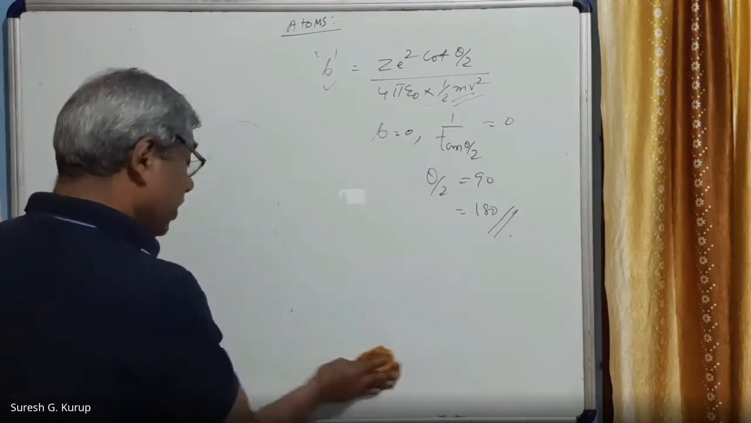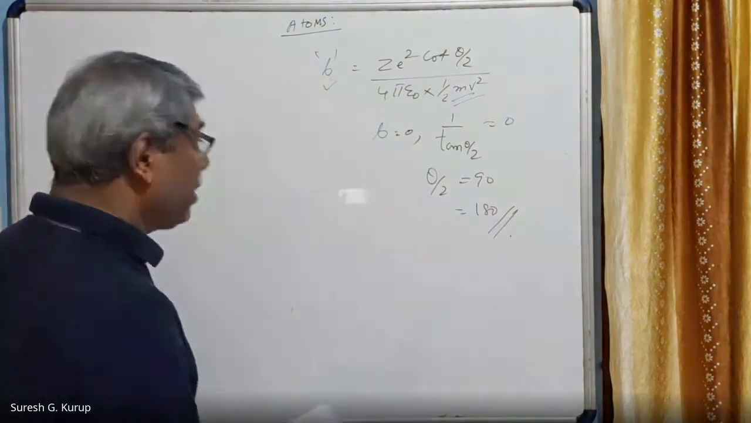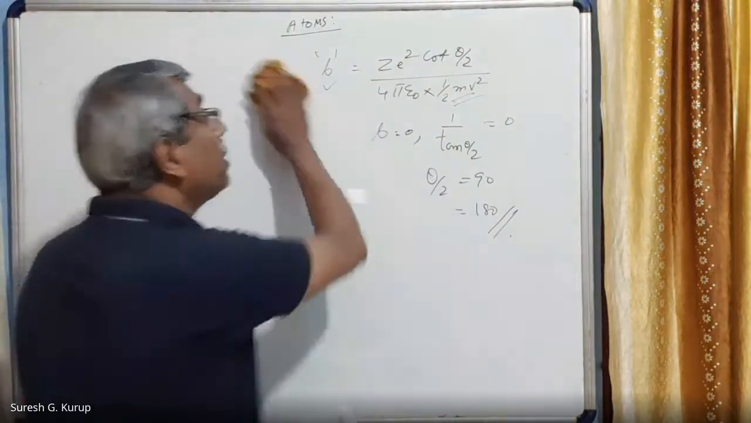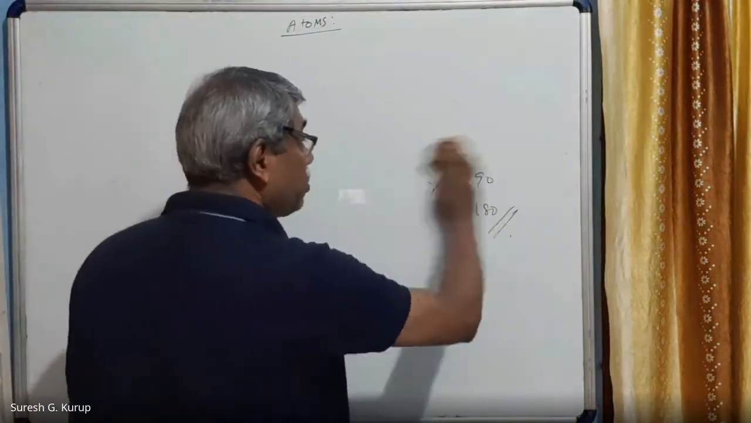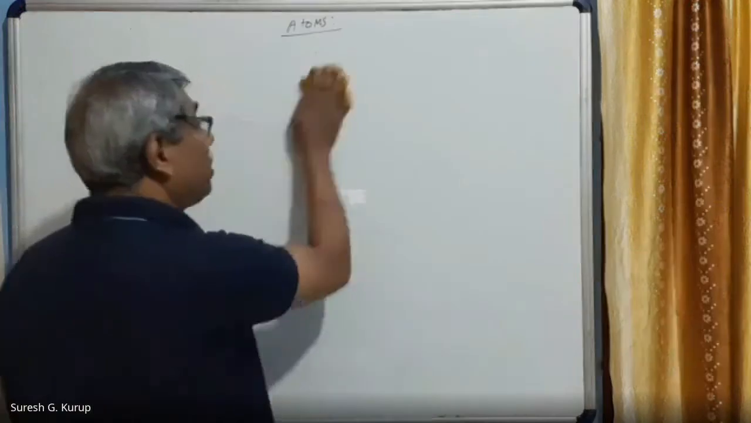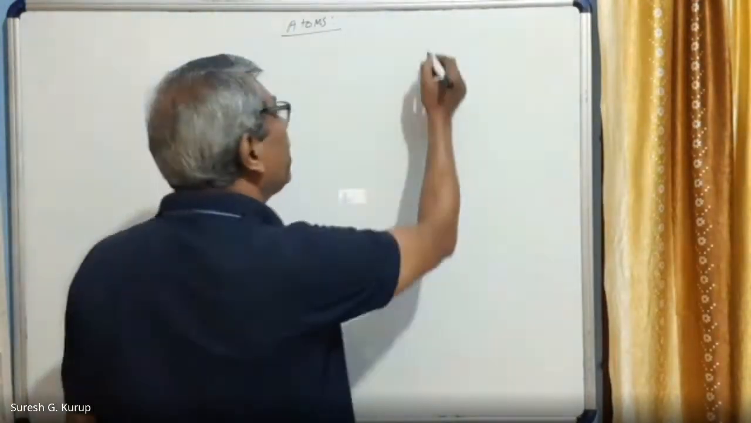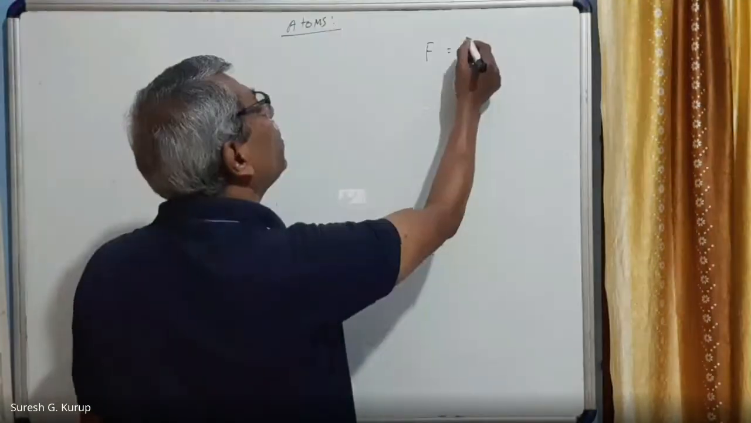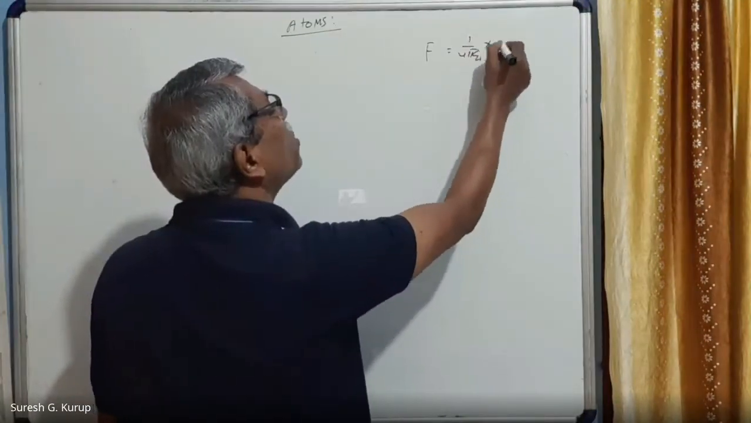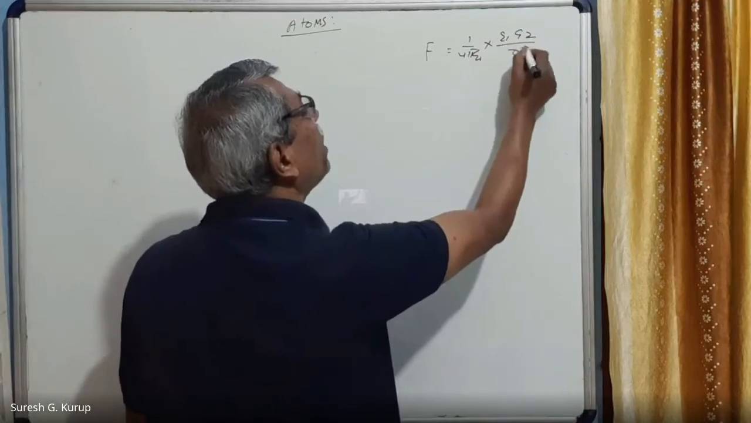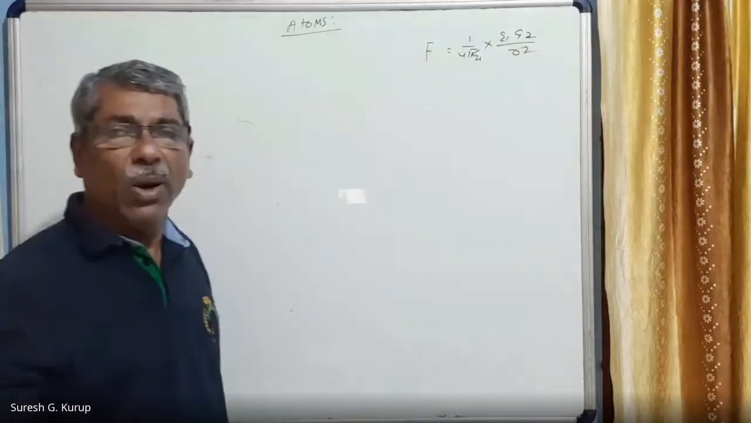That means we can write electrostatic force, everybody knows. Suppose Q1 and Q2 are the two charges. Then electrostatic force is given by 1 by 4 pi epsilon 0 into Q1 Q2 divided by R square. This is the inverse square law.